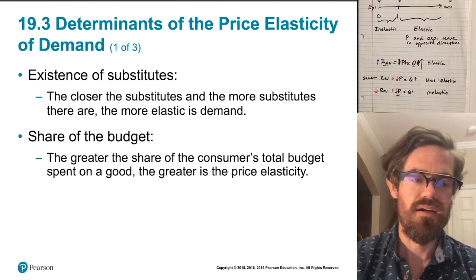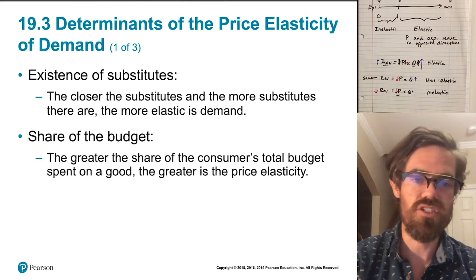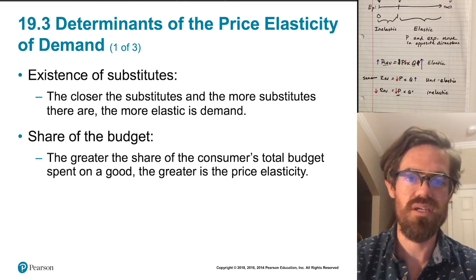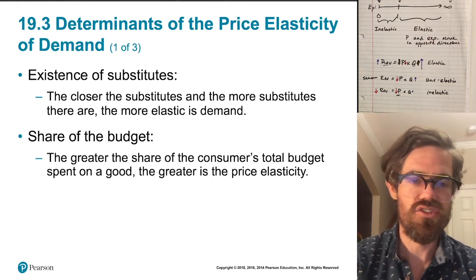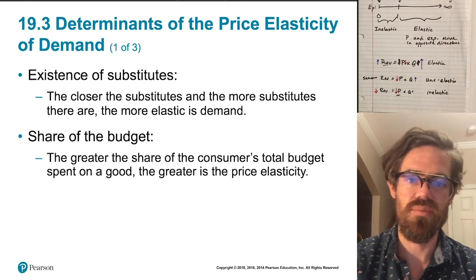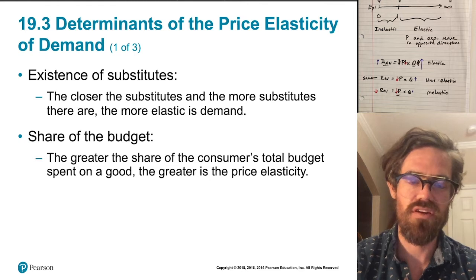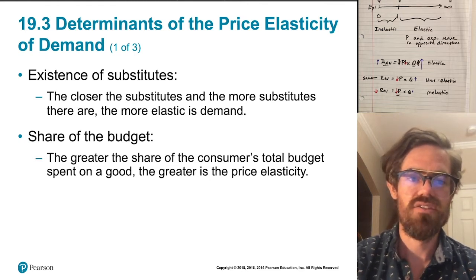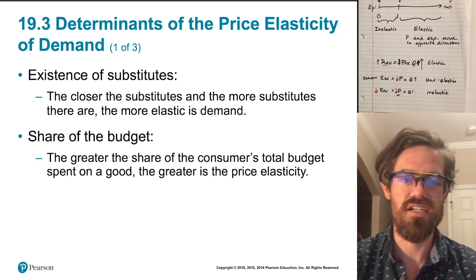So depending on how many substitutes there are, if there's more substitutes for the good, then consumers can be more flexible, right? So more substitutes means more elastic. If there aren't many substitutes, consumers cannot be as flexible with their demand. So they're going to be more inelastic with their demand if there aren't a lot of substitutes or if there are no substitutes, right? So the existence of substitutes is a major contributing factor to price elasticity of demand.